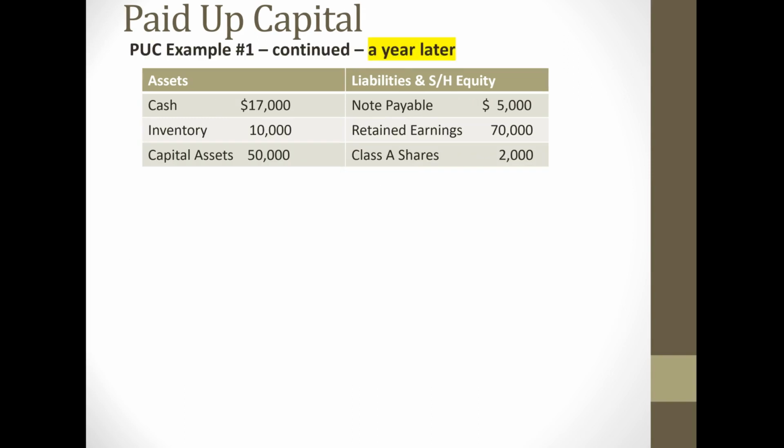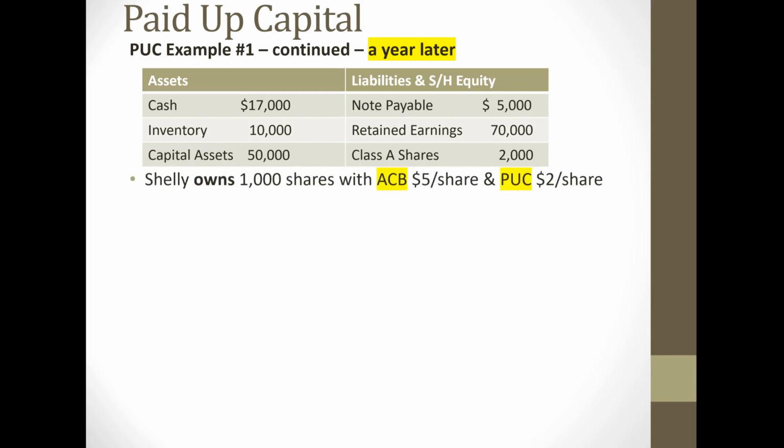Now, let's continue on with this example on the next slide. And let's say now this is 1 year later. This is what the balance sheet looks like. The company has cash, inventory, capital assets. Also, the notes payable is still there. Retained earnings are now $70,000. And we still have those Class A shares that were originally issued for $2,000.